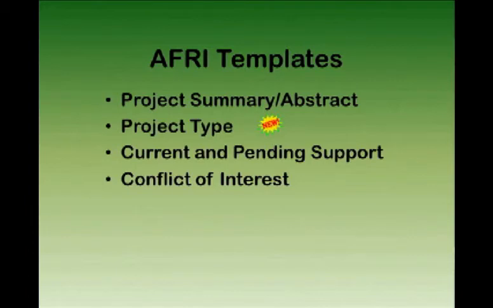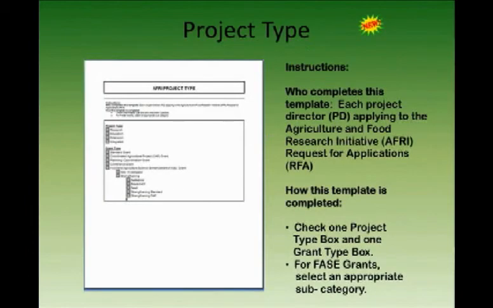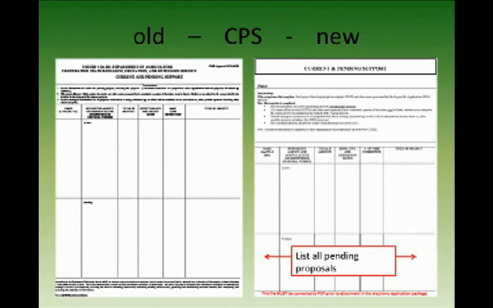Everyone is familiar with the project summary templates. Project type is new this year. Basically, just check some boxes in terms of the project type and grant type. A lot of faculty have not moved their information on the current and pending support forms from the old template into the new template. I would encourage you to do that. It's pretty much the same thing, but there's a new template, and why not, right?